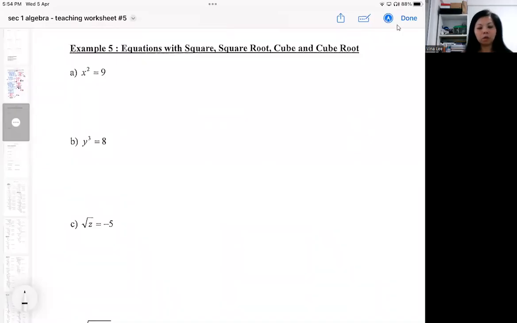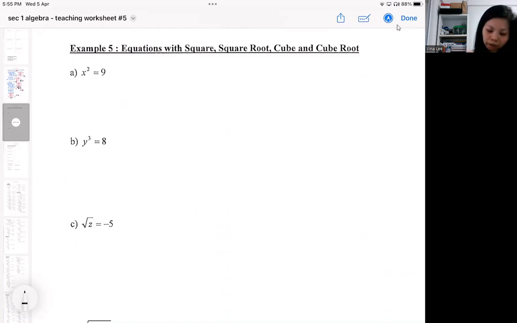In this example, I'm going to show you the kind of equations that have a square, square root, cube or cube root, because some of you may not know how to handle them. So when you see square, square root, cube root, then what is the method?